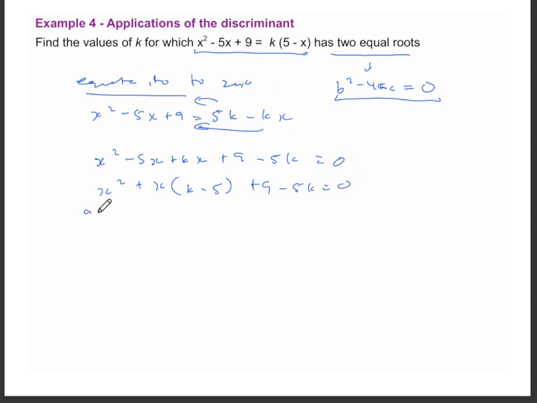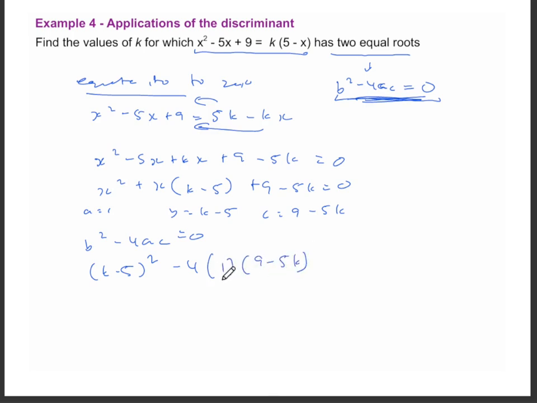And we can see from here our a is 1, our b is k minus 5, and our c is 9 minus 5k. Then we can write this into our b squared minus 4ac formula. b squared minus 4ac, and we want it to equal 0 because it has two equal roots. And so we're going to get (k minus 5) squared minus 4 times 1 times (9 minus 5k). Expanding this, you get k squared minus 10k plus 25. And expanding this, we get minus 36 minus 20k. That's equal to 0 because we made b squared minus 4ac equal to 0.